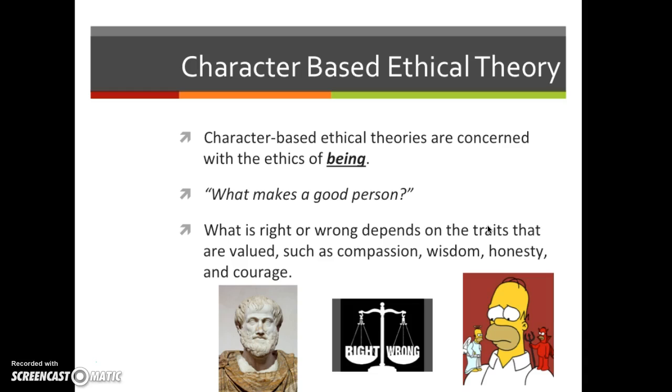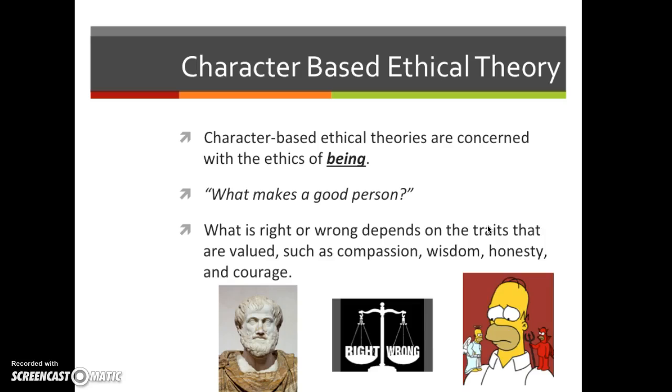And they used to believe that whatever was right or wrong depended on traits that we value as a community. And we all have different traits that we value, but things such as compassion, wisdom, honesty, courage would be traits that we're talking about here. And the idea was that if you possessed each of these traits, we're using these 4, compassion and courage and wisdom and honesty, if you possessed those 4 traits, then you would be able to make good ethical decisions.